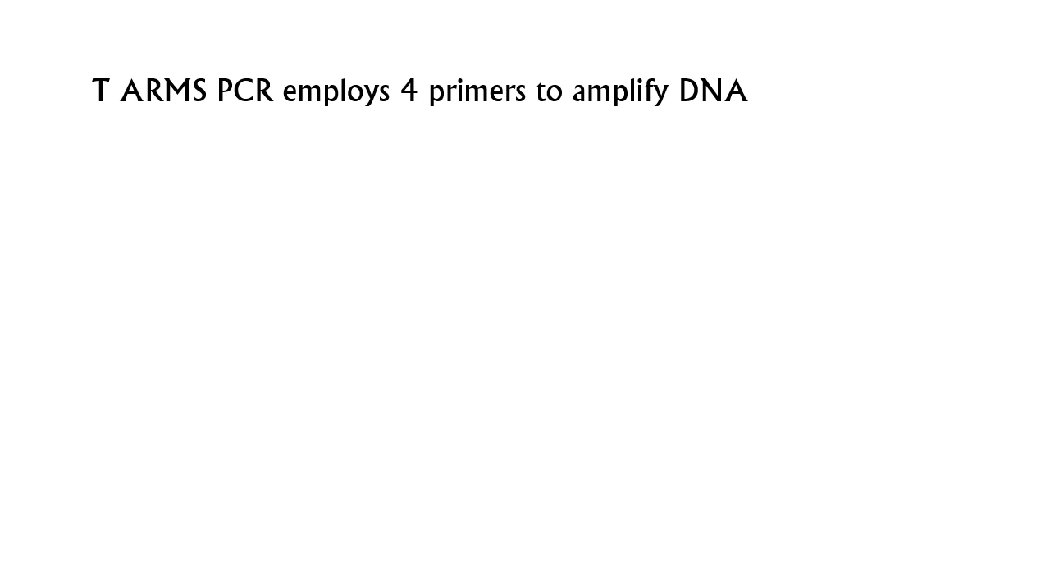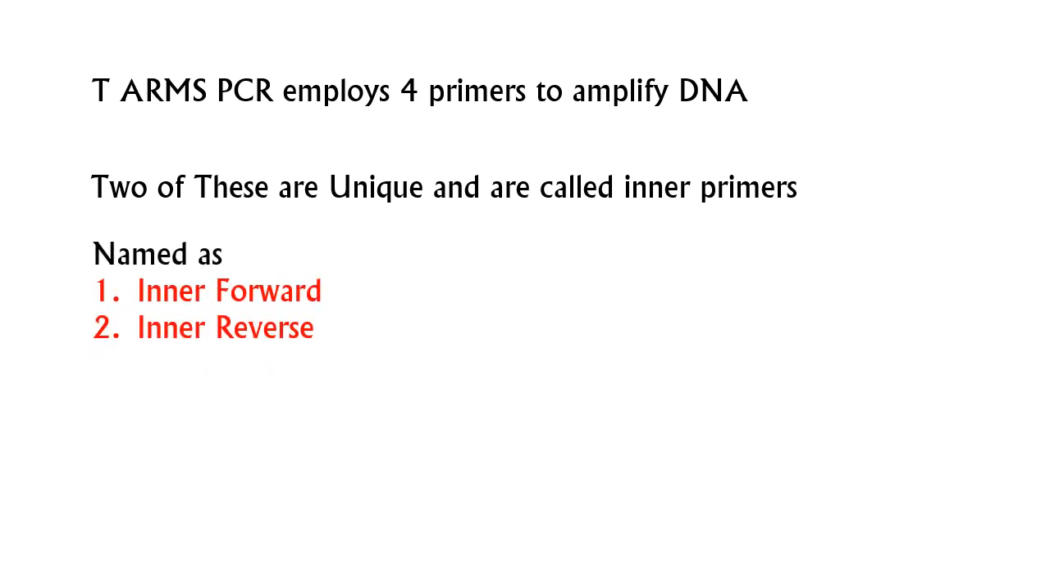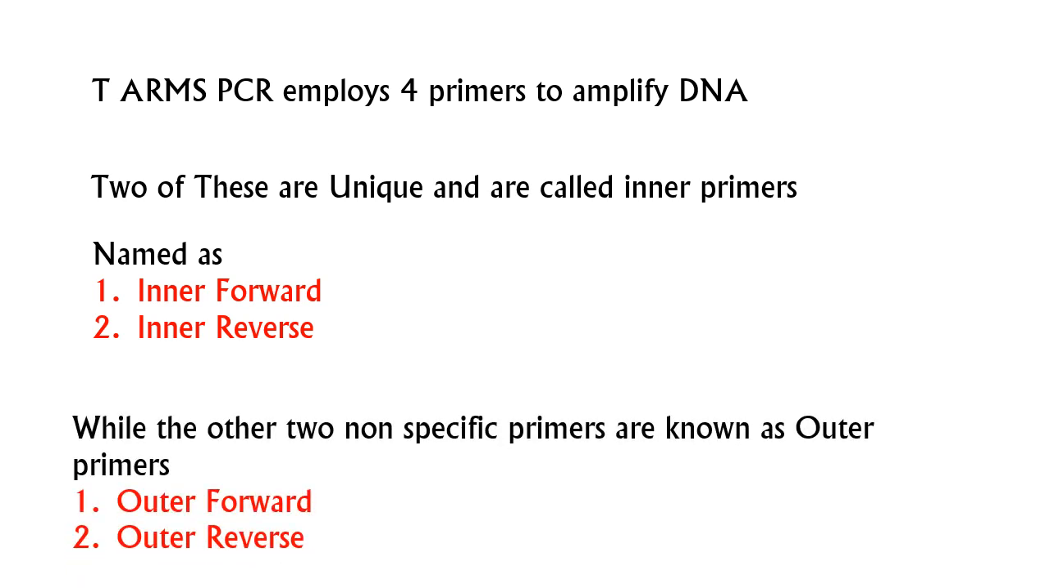Actually, T-ARMS PCR employs four primers to amplify the DNA sequence. Two of these primers are unique and are called inner primers. The other two primers are just conventional primers used in other conventional PCR. The two unique primers are named inner forward and inner reverse, while the two non-specific primers are known as outer primers. There are also two, outer forward and outer reverse.